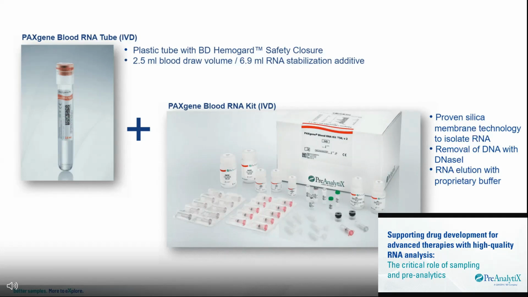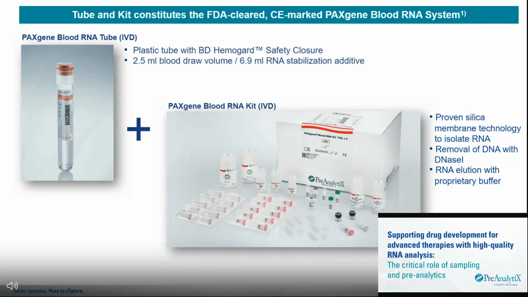The packaged blood RNA kit is based on proven silica membrane technology to isolate RNA, and we included a DNA removal step by performing a DNA treatment on the spin column membrane that removes traces of DNA that get otherwise co-purified with the RNA, and then the RNA is eluted with a proprietary elution buffer that enables full performance of the RNA in later downstream assays. And both parts are combined and form the packaged blood RNA system.